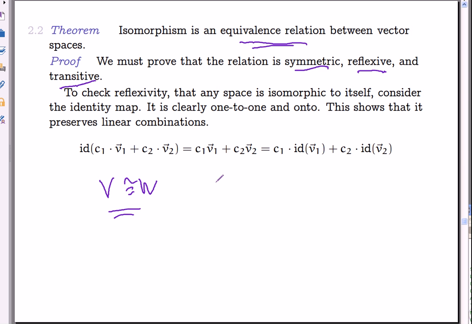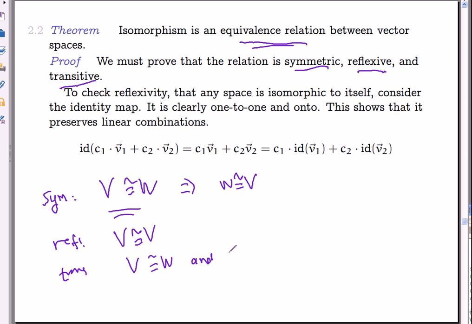Okay. We want to show the three things. What does symmetric mean? Symmetric means that V is isomorphic to W implies that W is isomorphic to V. Reflexive means that V is isomorphic to V. Transitive means that V is isomorphic to W, and W is isomorphic to U, implies V is isomorphic to U. So let's prove these three things one by one. We'll start with reflexivity.